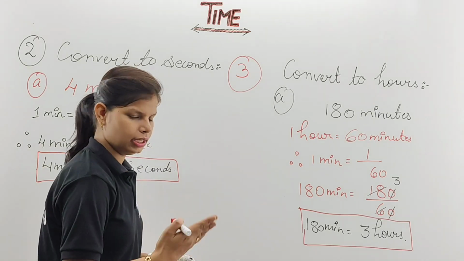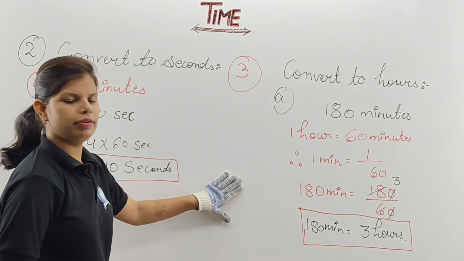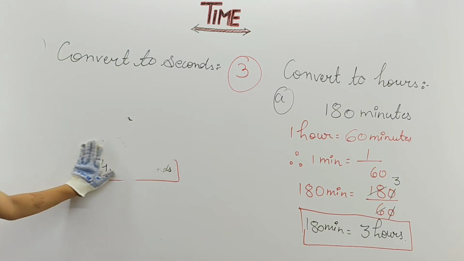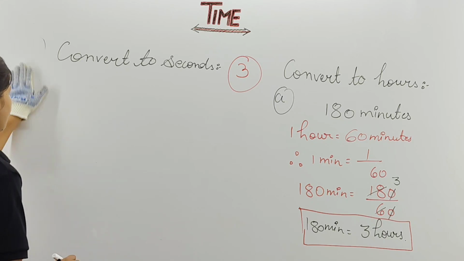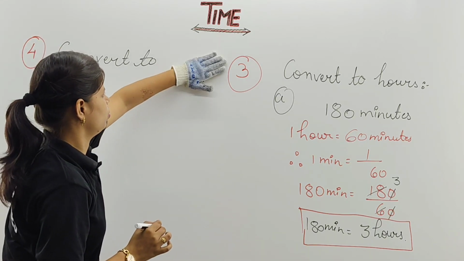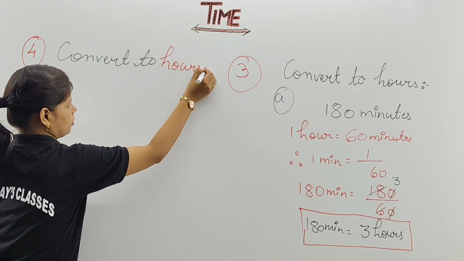Clear, no children? I think we will go with one more video on this because this chapter is quite long. So first of all, we will just read all the conversions. Now next, the fourth part of yours is, if you have noted down both, then I will erase this part. Next of yours is convert to hours. Fourth part. Convert to hours. Clear?